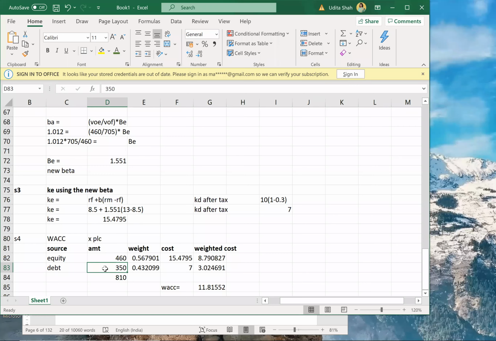See if you understood the WACC calculation. If any doubt is there, ask me. I can explain it once again, no problem.